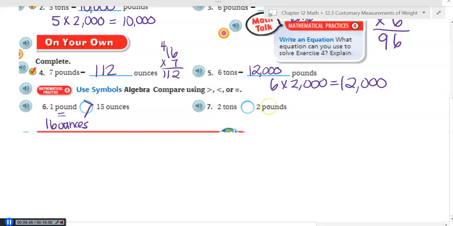2 tons or 2 pounds? Well, 1 ton equals 2,000 pounds, so 2 tons equals 4,000 pounds. LBS is short for pounds. I know that definitely 2 tons is greater than 2 pounds.